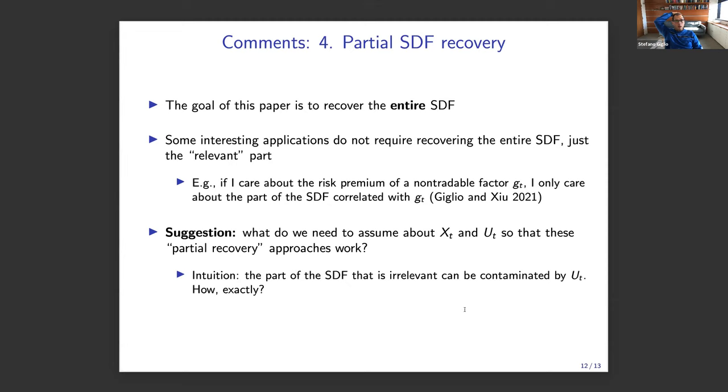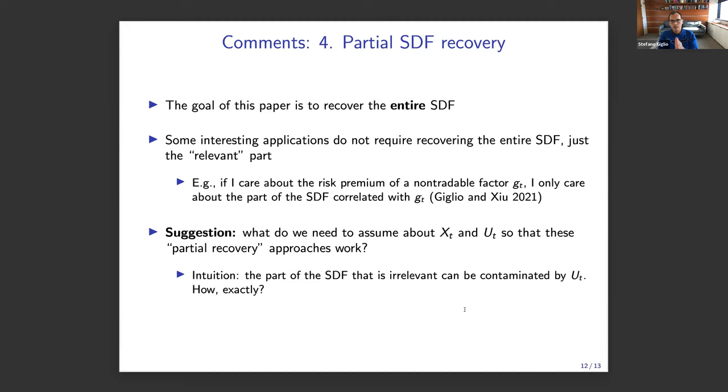My last comment is that there's one thing we're curious about because I worked on it, which is that the goal of this paper is to recover the entire SDF, right? For some purposes, you don't need the entire SDF. For example, in a paper with Dacheng, we were trying to find the risk premium of a non-tradable factor G, let's say inflation. For that purpose, you actually don't care about the entire SDF. You only care about the part that relates to G_t. So in a sense, for these purposes, you can weaken the condition of what you actually need, because the part that is irrelevant for G_t could be contaminated, and we don't really care about that. So that seems like another potential application of this technology: under what condition you can do this kind of partial recovery.